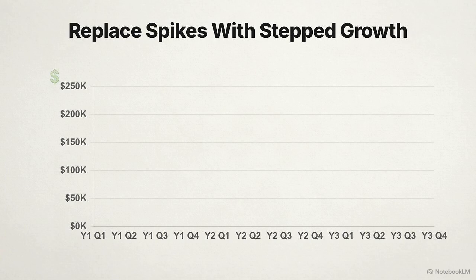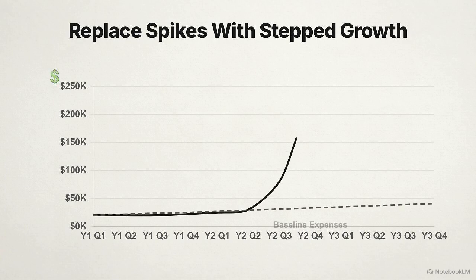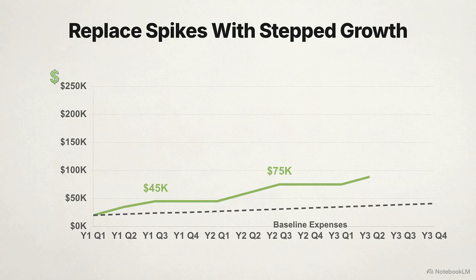This chart shows a classic error, the hockey stick projection. An unrealistic vertical spike from zero without logical justification instantly damages credibility. Instead, correct this by building a reality-based model, presenting a steady, stepped growth curve where projected income reliably covers expenses.